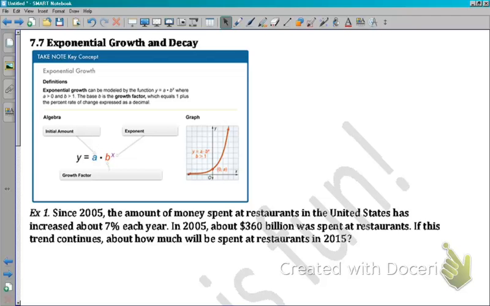All right, guys, here we are. We are in the last section of Chapter 7, Exponential Growth and Decay. Now, I took this model from your book. If you go to Section 7.7, this is about the second page in. I forget what page number it is.